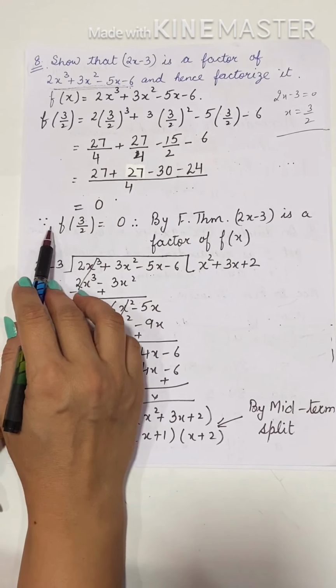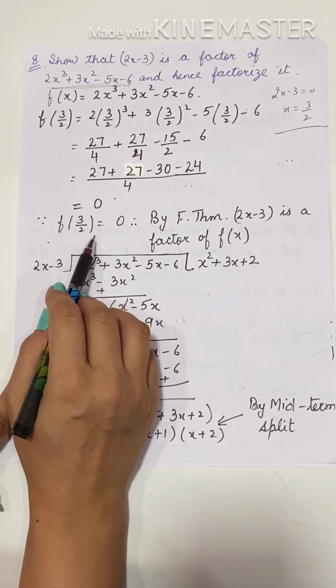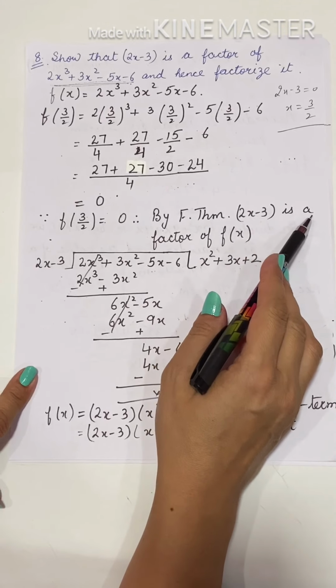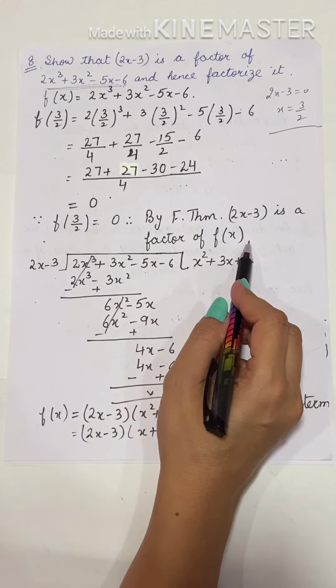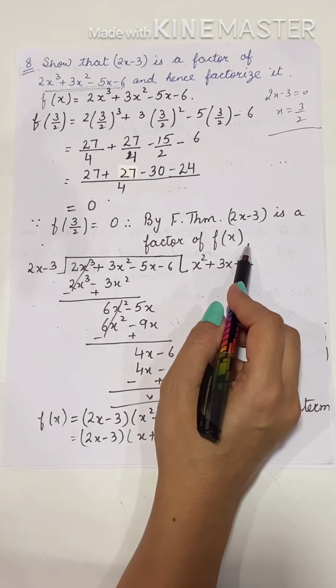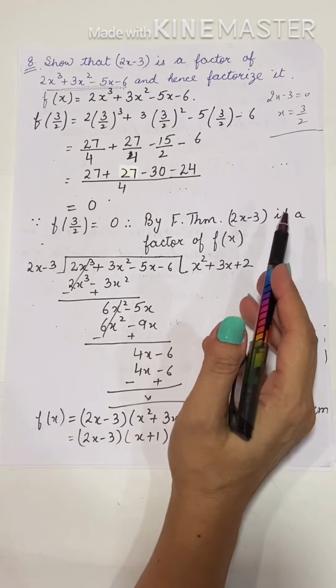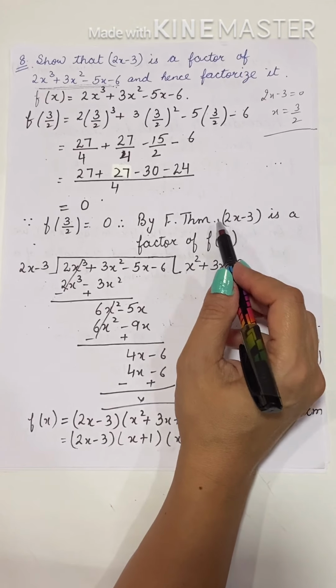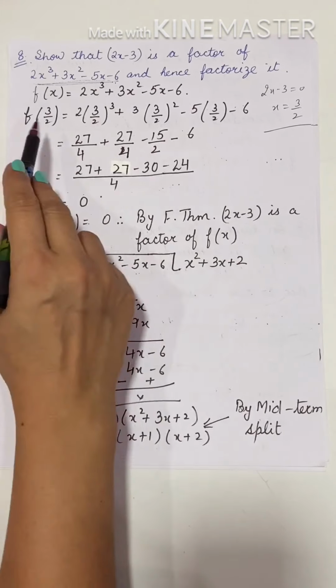So again we'll be writing, since f of 3 by 2 equal to 0, that is, the remainder is coming to be 0. Therefore by factor theorem, 2x minus 3 is a factor of f(x). Right? This is the first part. This you have to do in each question wherever you have to show that the given polynomial is a factor of the given f(x).